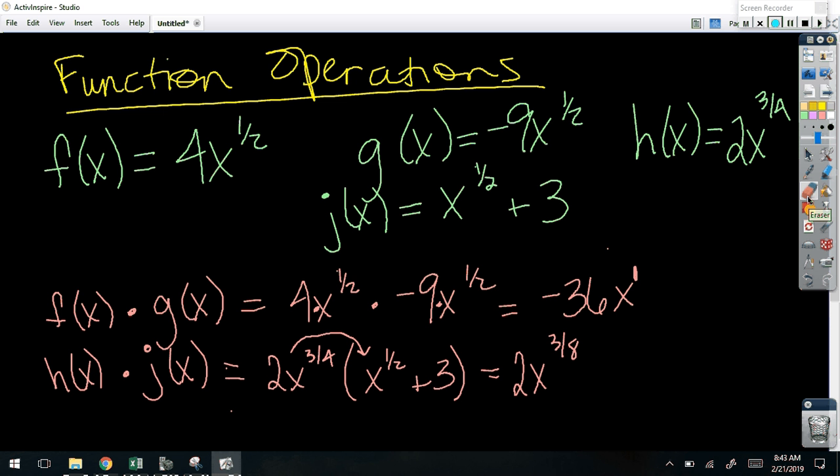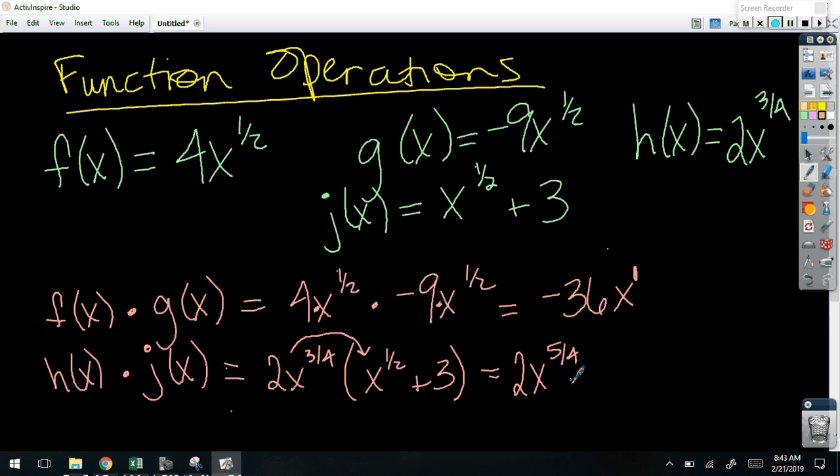Wait, no, you multiply them. No, you add the exponents. So you're going to have 3/4 plus 1/2. If I make them both have a denominator of 4, I multiply top and bottom by 2. So it'd be 5/4. So we have to add that.